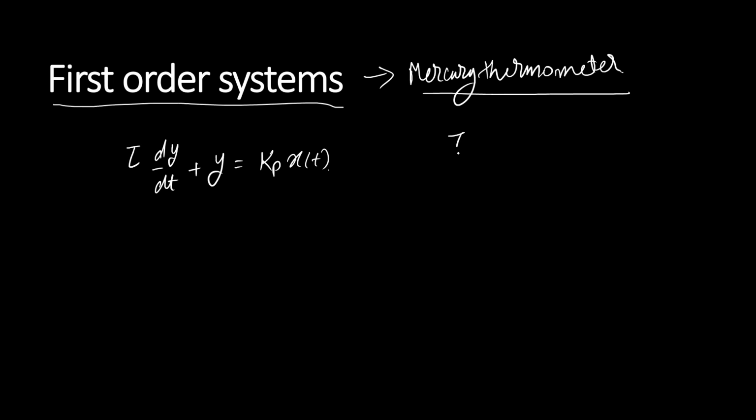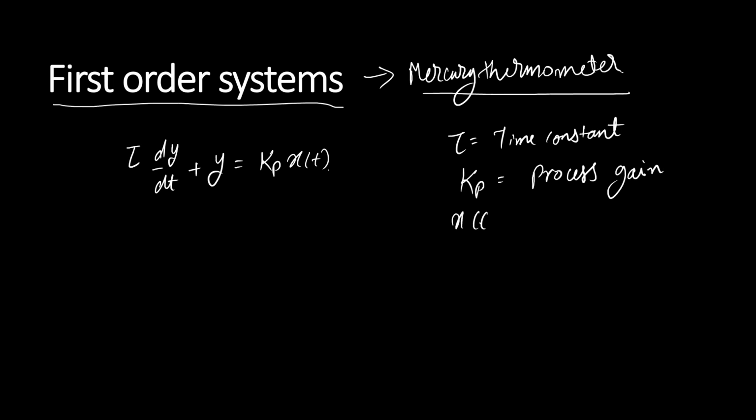Here tau is the time constant. For any first order system, tau will always be the time constant. Kp is the process gain. x of t is my input, and y will be a function of time. Also, it can be a function of x. So these are the outputs.